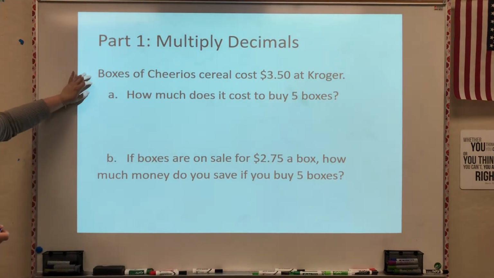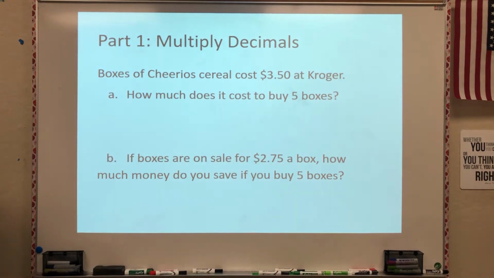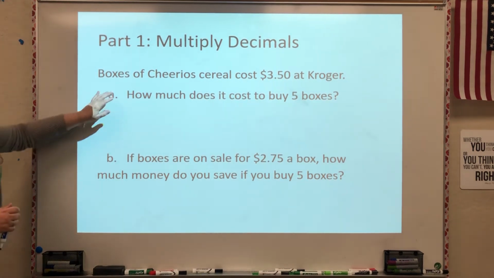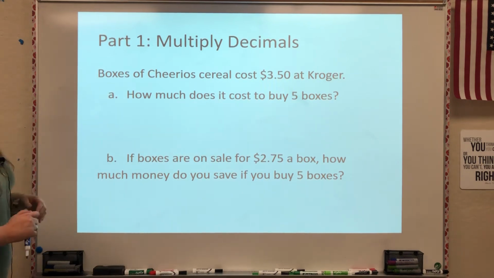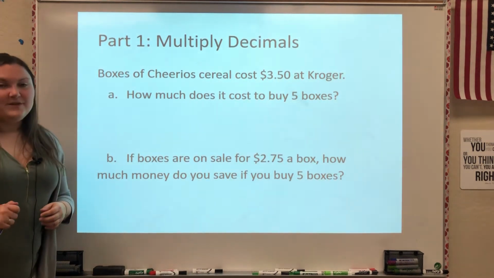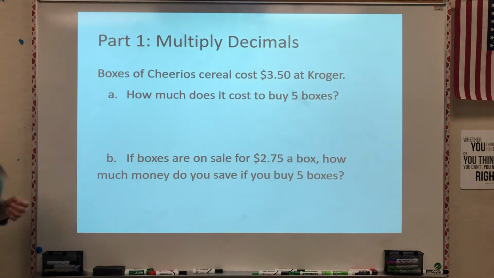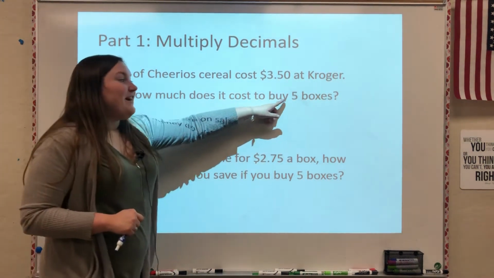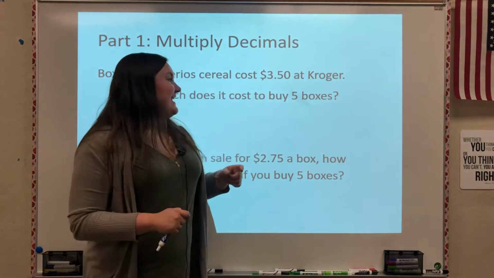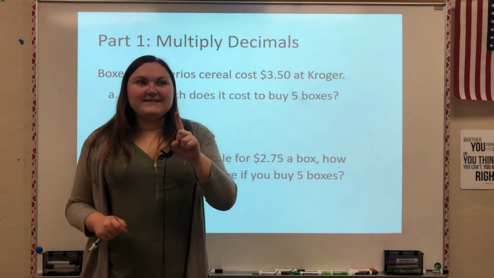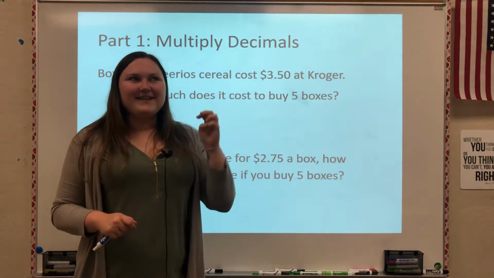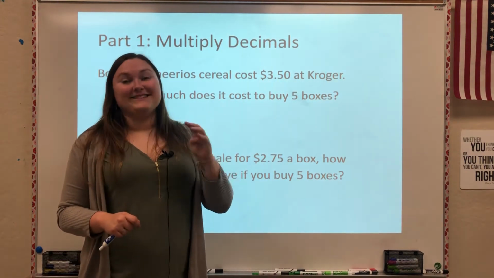The information they give us is boxes of Cheerios cereal cost $3.50 at Kroger. And the first question asks, how much does it cost to buy 5 boxes? Go ahead and try that for me. Well, one way we can figure out how much 5 boxes cost is I can say, well, it's $3.50 for the first box, plus $3.50 for the second box, plus $3.50 for the third box, and keep adding.